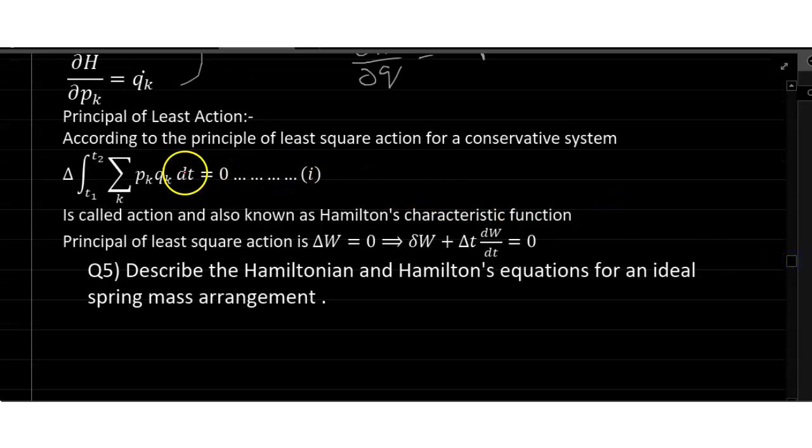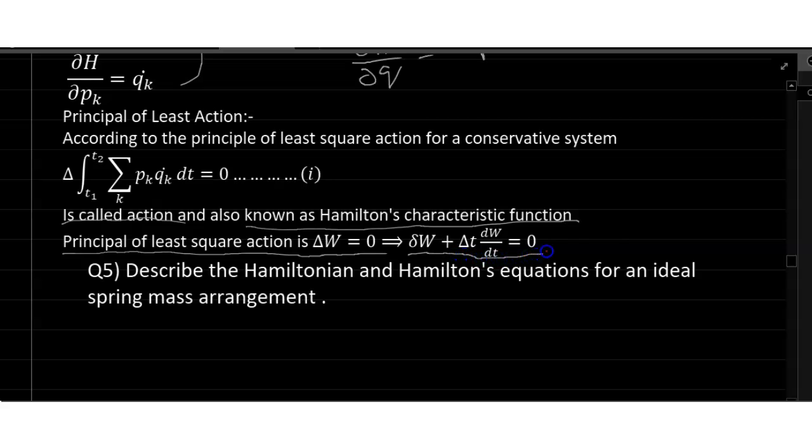And now we will discuss the principle of least action. According to the principle of least action for a conservative system, del of the integral from T1 to T2 of summation pk q dot k dt equals 0, which is called action and is also known as Hamilton's characteristic function. The principle of least action is del W equals 0, del W plus del T plus dW by dt equals 0.